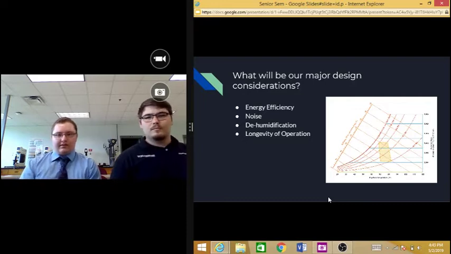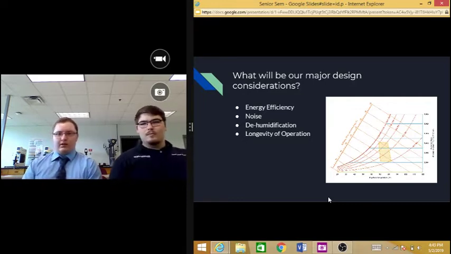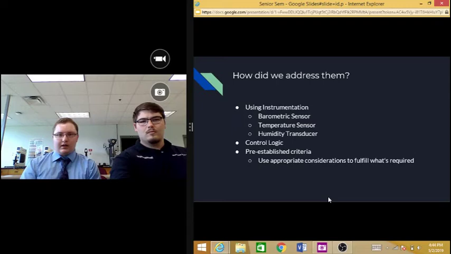So what are some major design considerations? Well, first we wanted to be energy efficient. We want to reduce the noise in the unit, the dehumidification, as well as the longevity of the operation. So how will we address them?